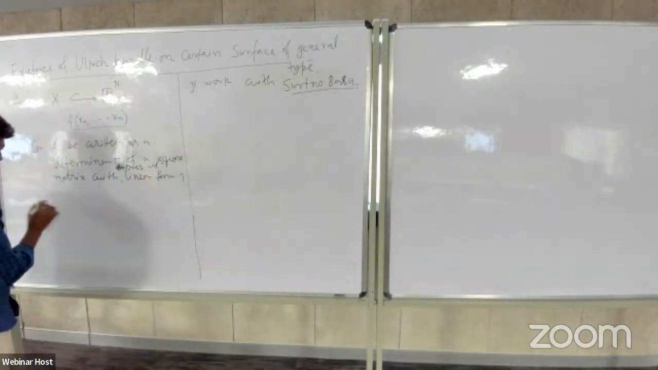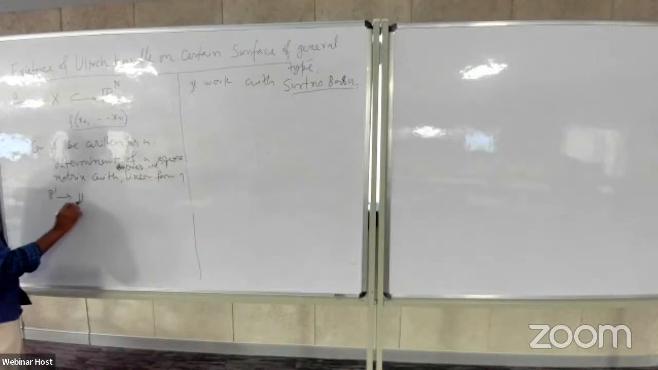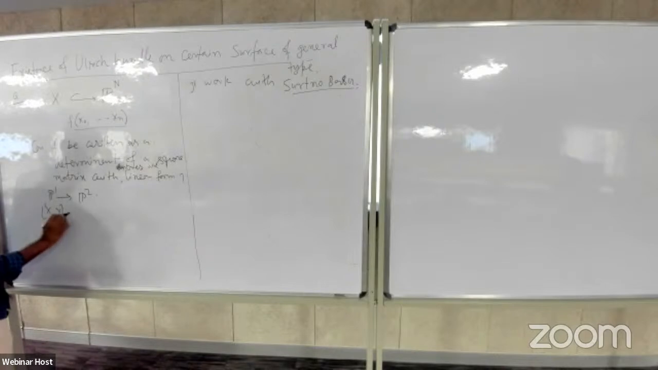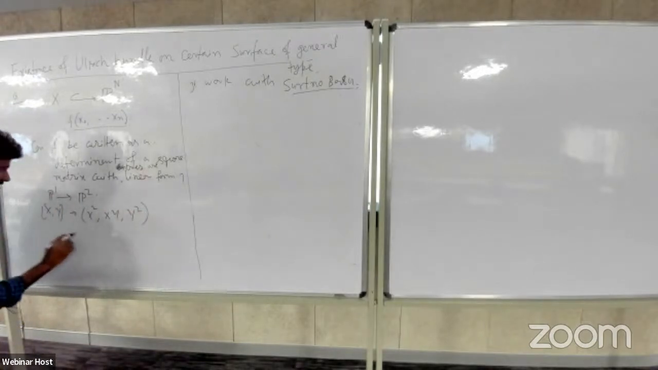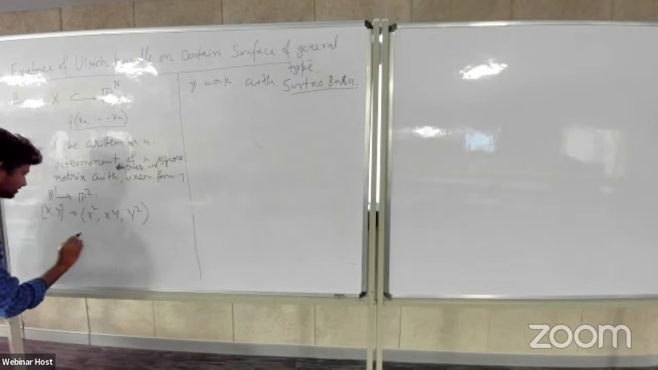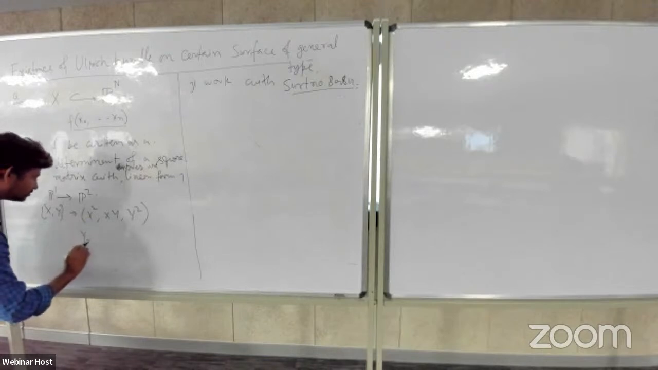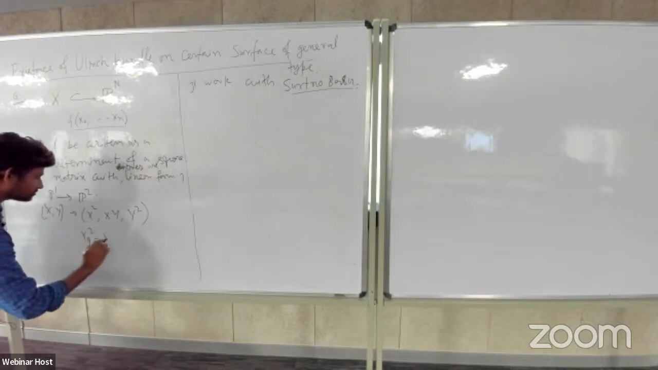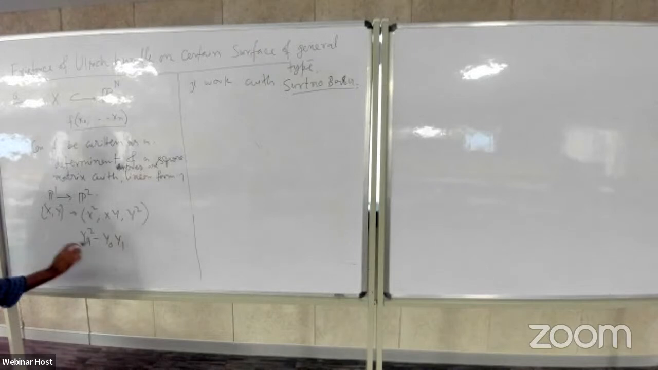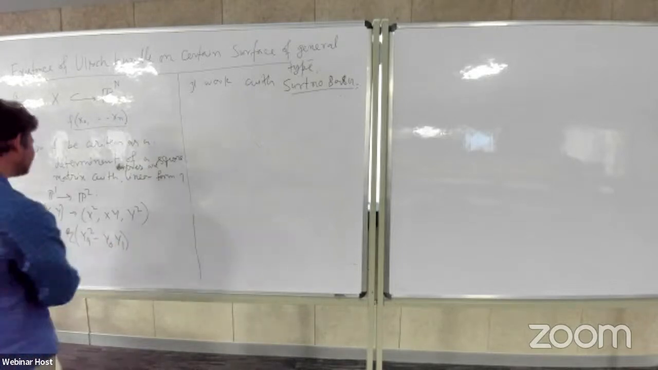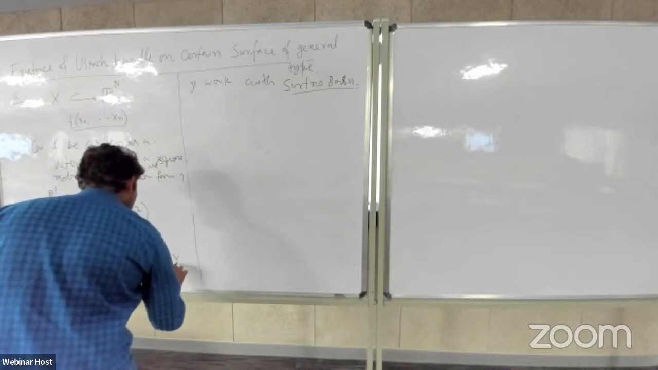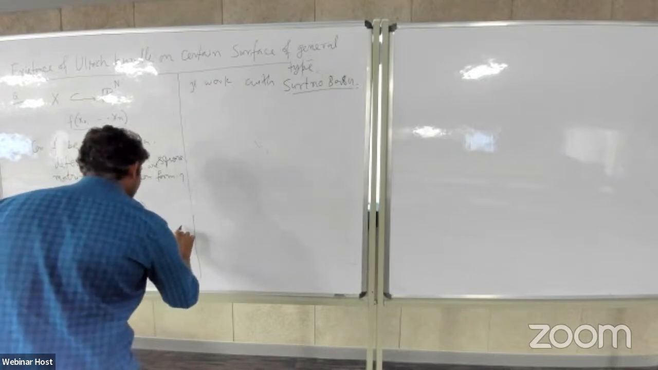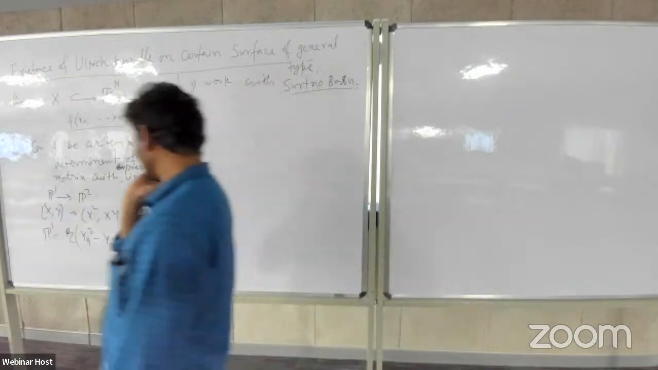Let us have a very trivial example. If you consider the embedding of P1 in P2 by xy equals y square, then this hypersurface is given by the new coordinates: y2 y1 square minus y0 y1. So P1 is defined by this. Then one can easily see that this equation can be written as a determinant of a square matrix whose entries are linear forms.